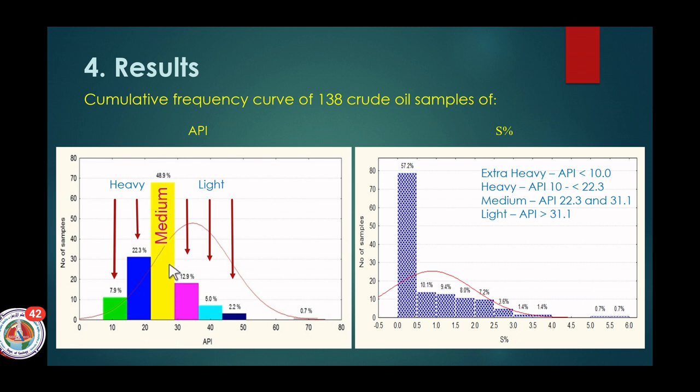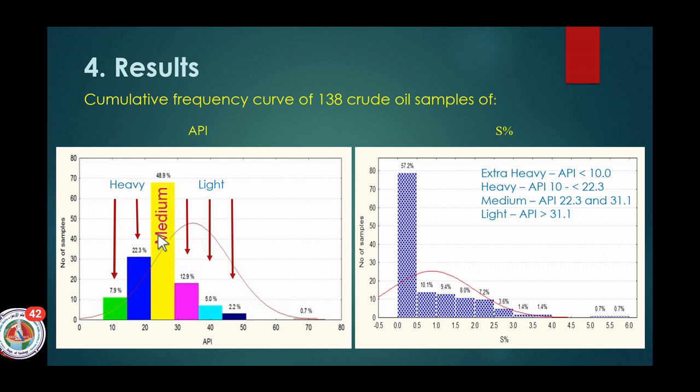And the second half are classified as heavy and light. These colors mean heavy, and these colors mean light crude oil. The crude oil is classified according to their categories here, based on API: extra heavy, heavy, medium, light. This figure presents the API and number of samples.